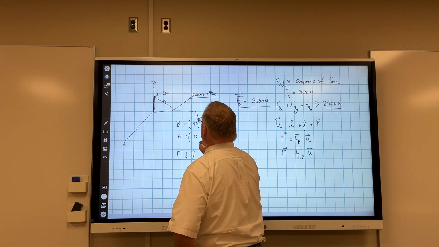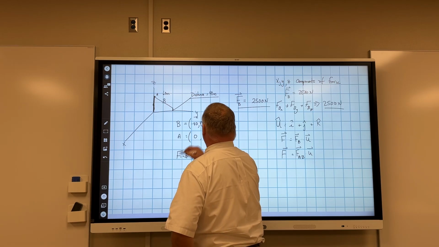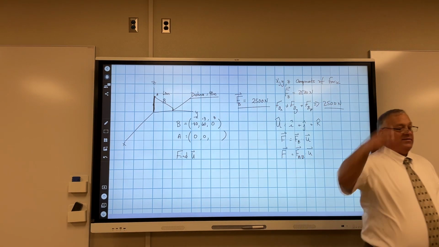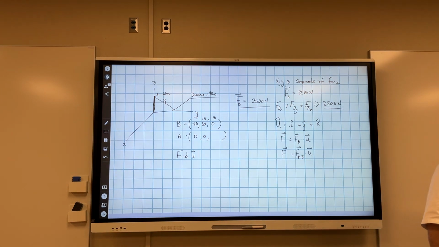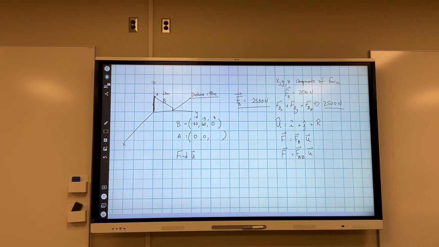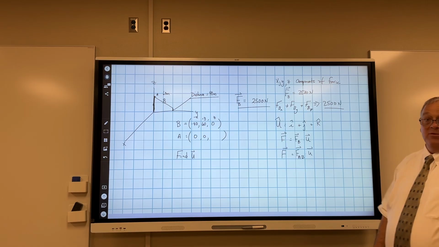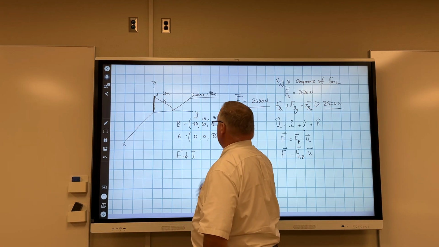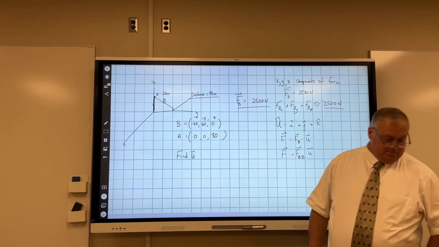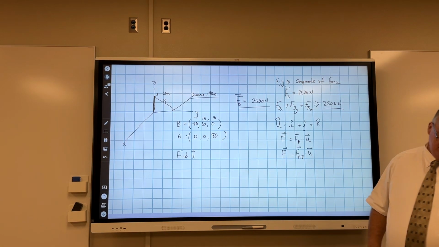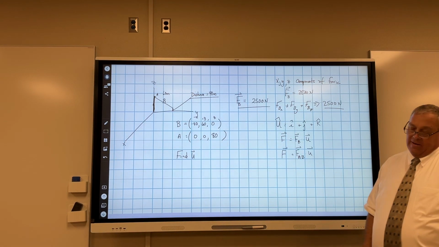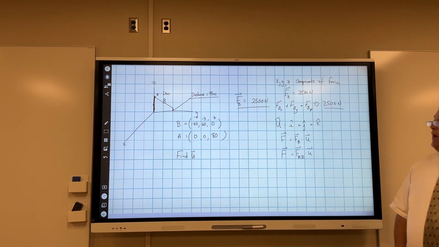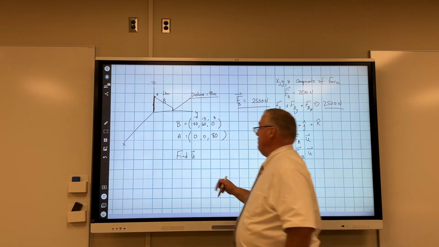Now, its Z component is the height of that post. And I forgot to put the height on that post, but the height of that post is 80 meters. Okay? So now I have a way to find my unit vector.